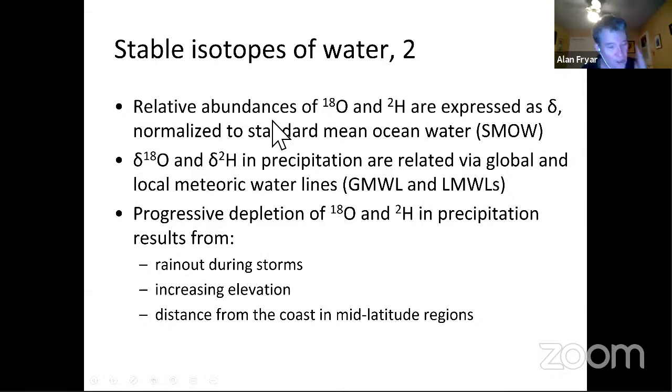I mentioned that oxygen 18 and deuterium can be used to fingerprint the timing and sources of precipitation. That's in part because of the progressive depletion, what's called the Rayleigh distillation, of oxygen 18 and deuterium in precipitation, which results from rain out during storms. Initially, you have the heavier isotopes being rained out, and the longer it rains, the so-called lighter the rainfall gets. That is, less heavy isotopes, more light isotopes. Also with increasing elevation, because again, you tend to rain out as you go up in elevation. And finally, with distance from the coast in mid-latitude regions, like in Asia or Africa or the Americas, air masses often originate over the ocean, and as they move inland and rain occurs, the farther the air mass goes, the lighter it gets, that is, the less O18 or the less deuterium is going to be left in the residual water vapor.